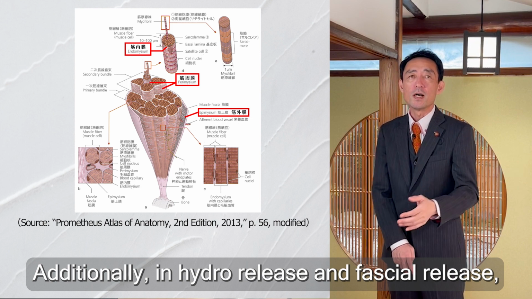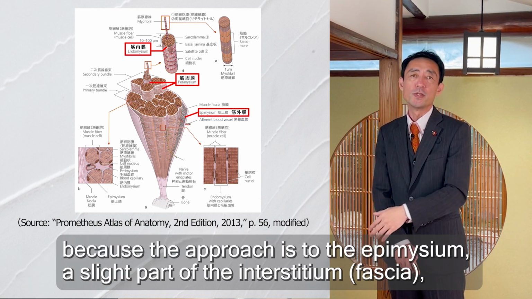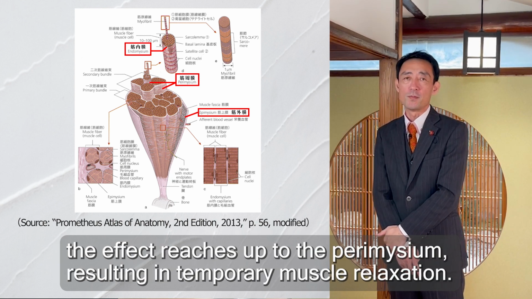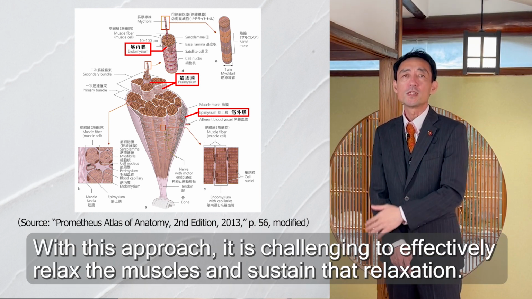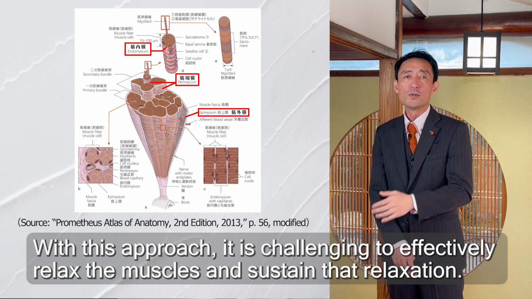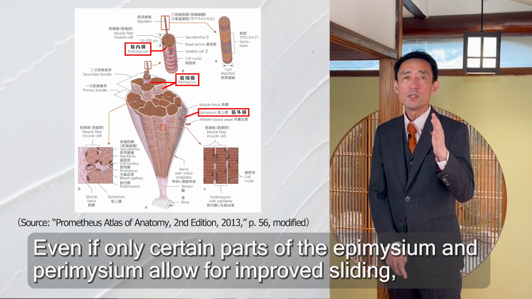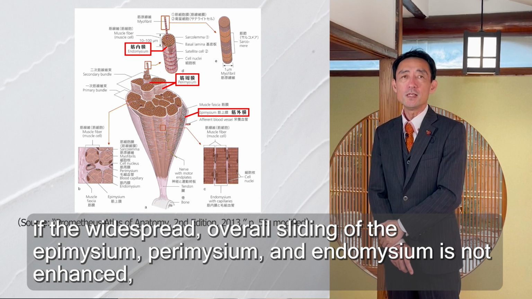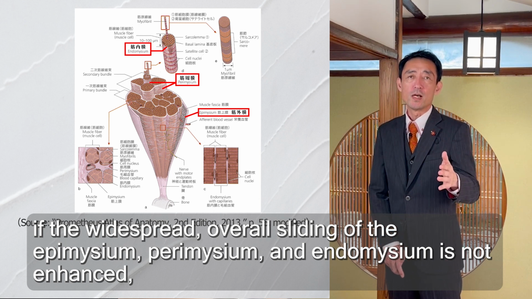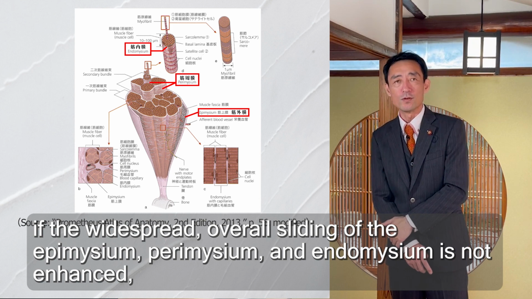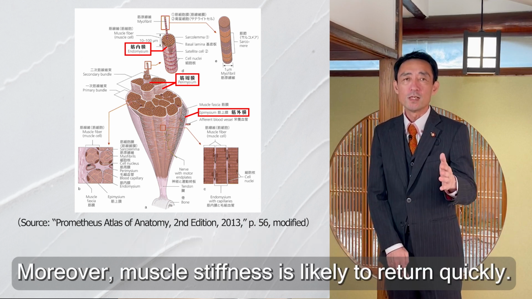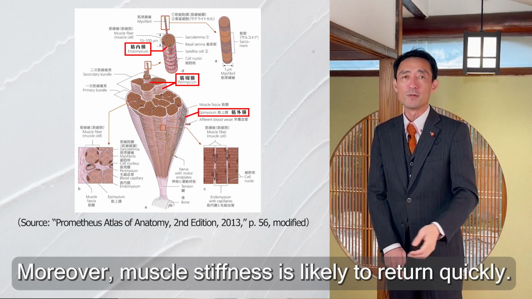Additionally, in hydro-release and facial release, because the approach is to the epimysium, a slight part of the interstitium fascia, the effect reaches up to the perimysium, resulting in temporary muscle relaxation. With this approach, it is challenging to effectively relax the muscles and sustain that relaxation. Even if only certain parts of the epimysium and perimysium allow for improved sliding, if the widespread, overall sliding of the epimysium, perimysium, and endomysium is not enhanced, the muscles won't function normally, and muscle stiffness will persist. Moreover, muscle stiffness is likely to return quickly.